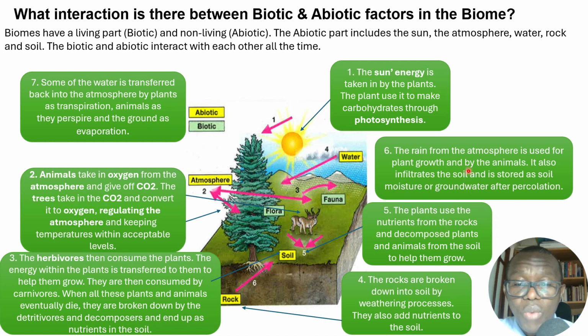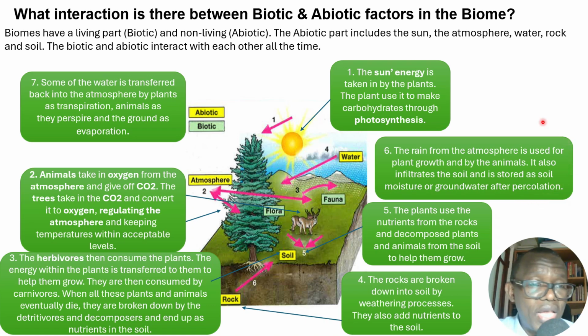Then sixth, here we have rain from the atmosphere that is used to facilitate the growth of plants, and then by the animals as well, because they'll drink the water. Animals have water within them. It also infiltrates the soil, as in the rainfall, and is stored in the soil as soil moisture or groundwater after percolation has taken place.